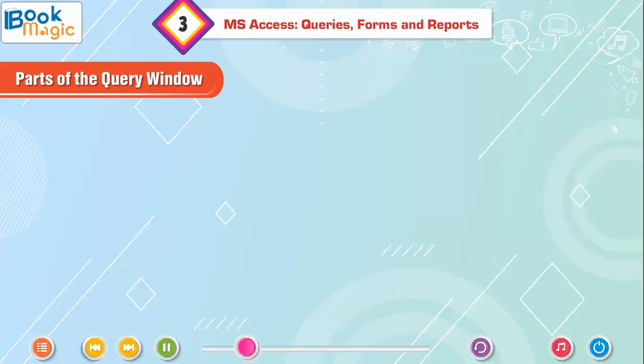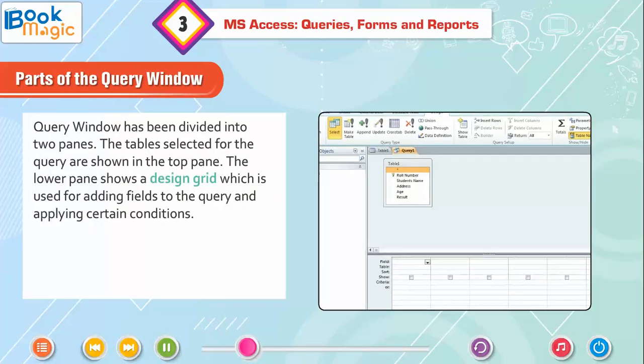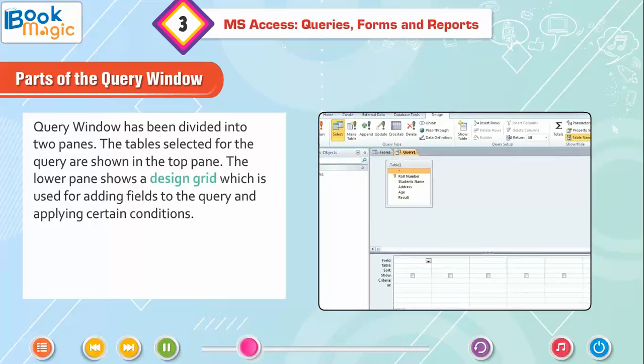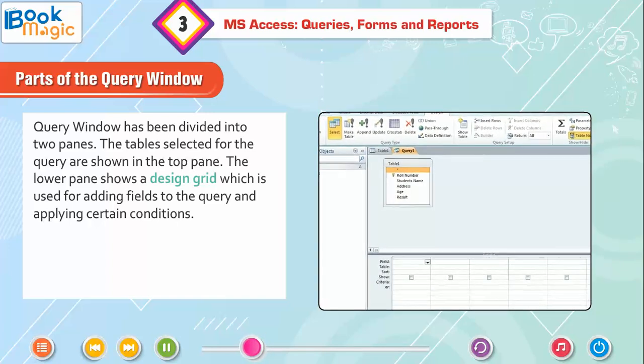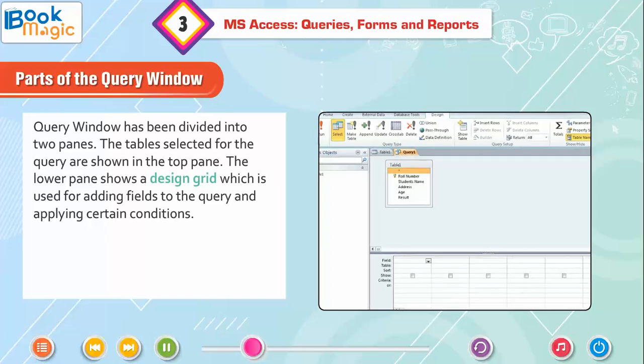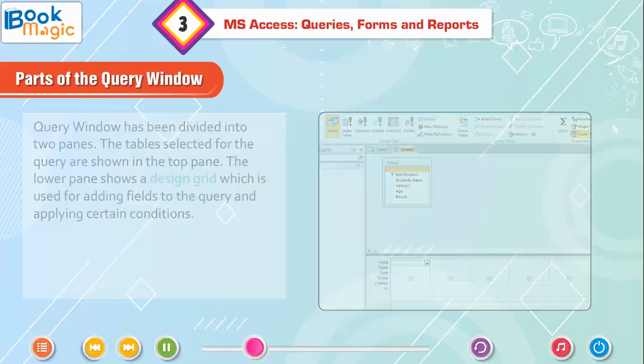Parts of the query window. Query window has been divided into two panes. The tables selected for the query are shown in the top pane. The lower pane shows a design grid, which is used for adding fields to the query and applying certain conditions.